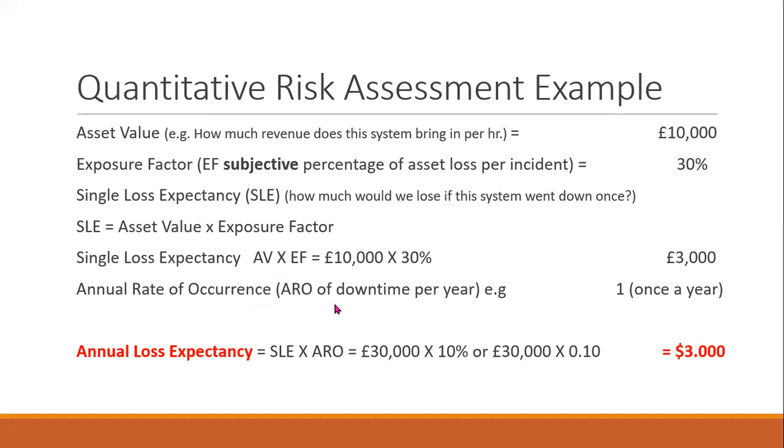Annualized rate of occurrence. So I've said downtime once per year. So annual loss expectancy is single loss expectancy times annualized rate of occurrence. So £30,000 times 10%, or £30,000 times 0.10 equals £3,000, rather than dollars.